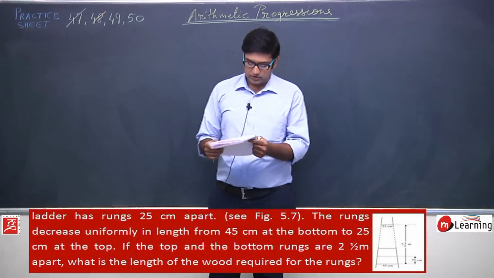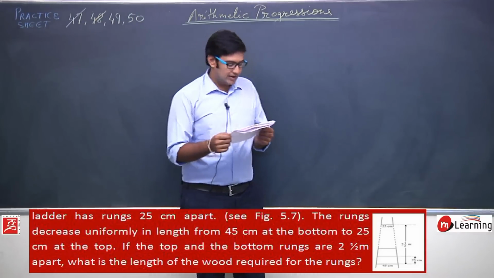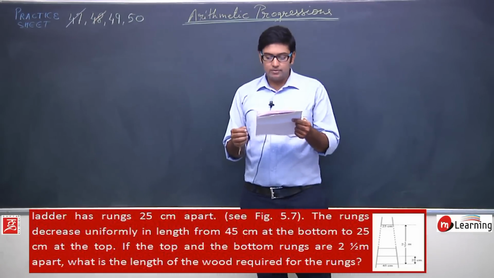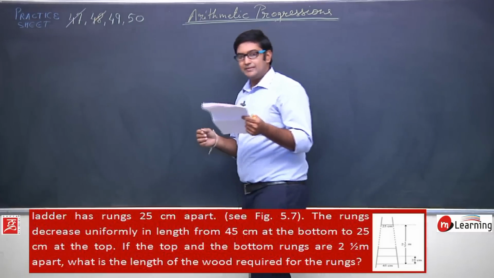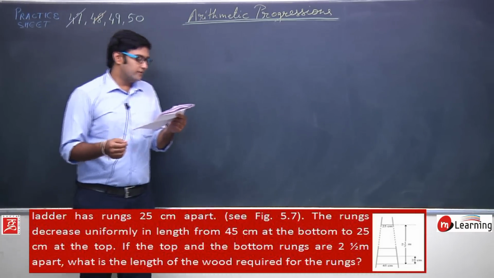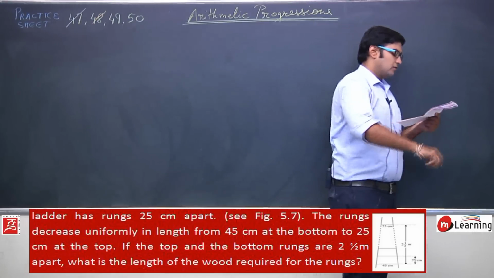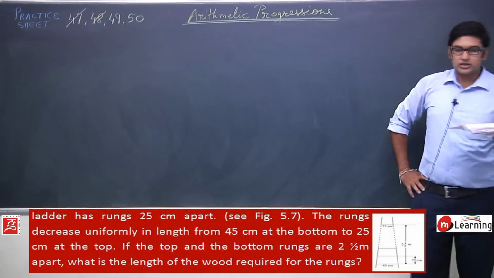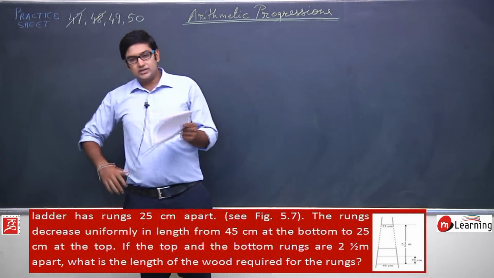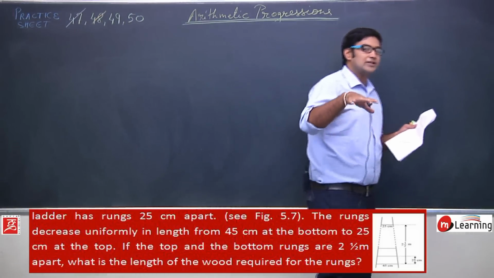Now let us solve question number 49. Question number 49 says a ladder has rungs 25 centimeter apart. See the given figure. The rungs decrease uniformly in length from 45 centimeter at the bottom to 25 centimeter at the top. If the top and the bottom rungs are 2.5 meter apart, what is the length of wood required for the rungs? Now what are rungs? Rungs mean पायदान, so step on which you keep your foot is known as a rung.